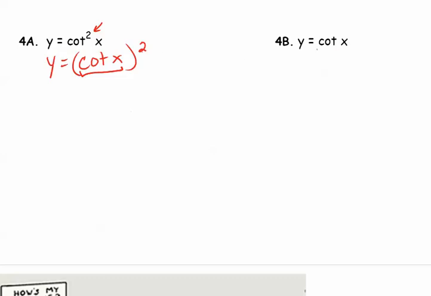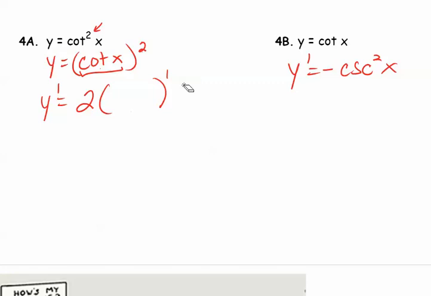And in 4b, we just have the cotangent function. So of these two, certainly the one that is quicker is 4b. The derivative of cotangent is the opposite of cosecant squared. No chain rule required on b. On 4a, we have a function inside of a power rule. So here we would do the power rule on the outside and bring this exponent down to a 1, which I'm going to erase because later you might think that that's a prime symbol. And then we're going to do the chain rule.